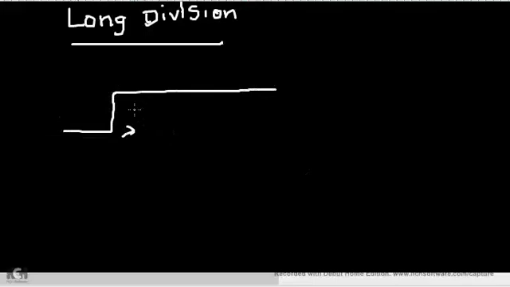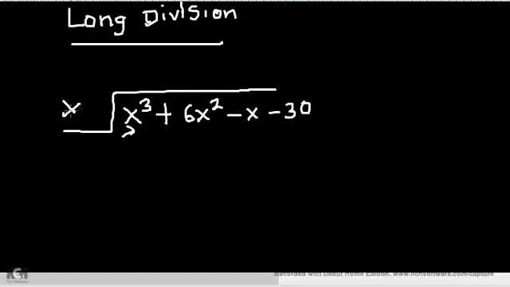Let's look at a situation where you are being given a polynomial of x raised to the power 3, then plus 6x squared, minus x, then minus 30. Now I have to divide this polynomial by another polynomial, which of course is x plus 1. Okay, so that's exactly what you're going to do now.